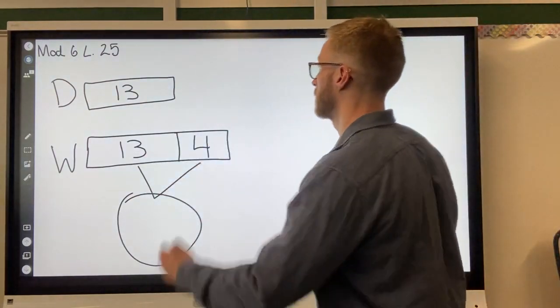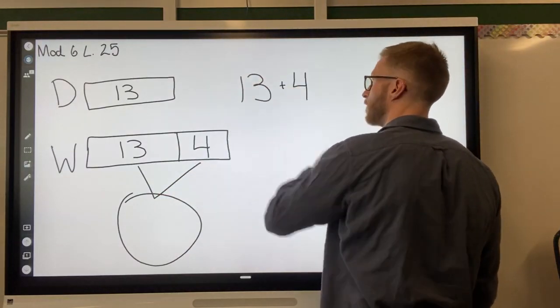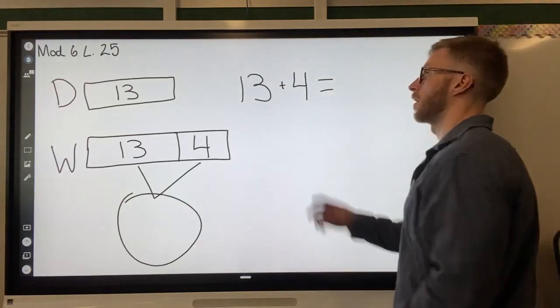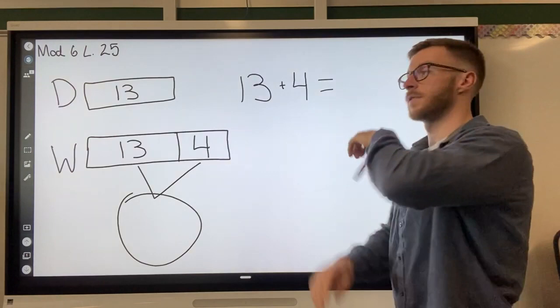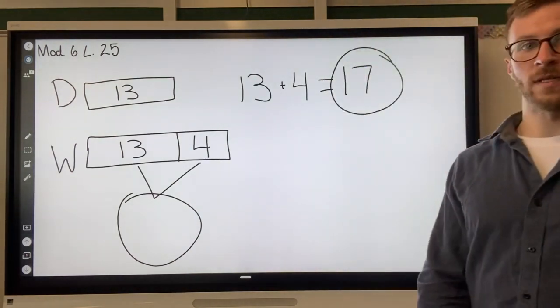We need to figure out what this is. So we're going to do 13 plus 4. Well, we're going to have 13, then 14, 15, 16, 17. Willie has 17 cards.